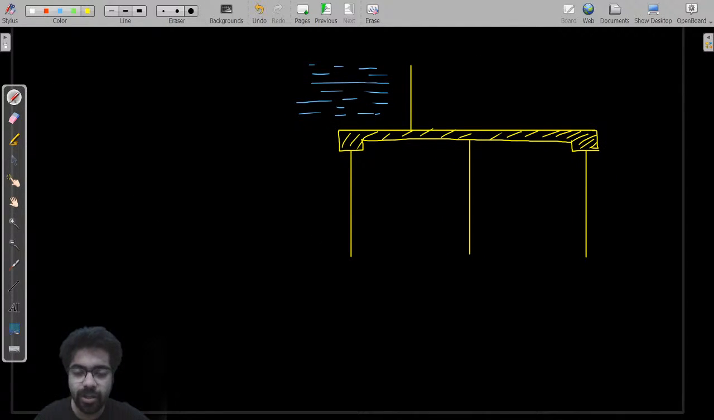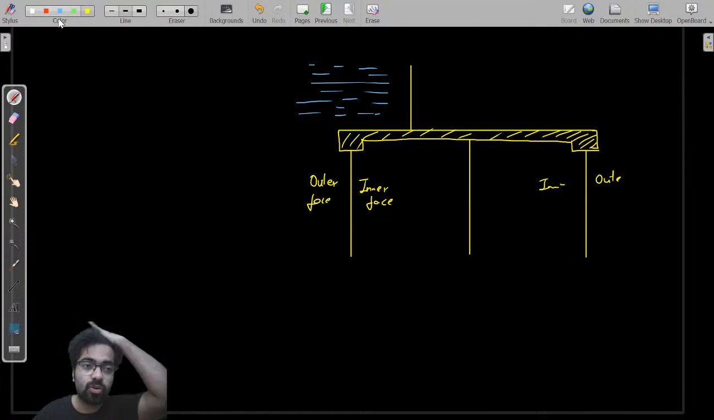See, he told that this is your outer face of the pile, and this is your inner face of the pile. This is your outer face, and this is your inner face. So Khosla told that the outer face of the pile is more effective in reducing the head as compared to the inner face. Why, sir?